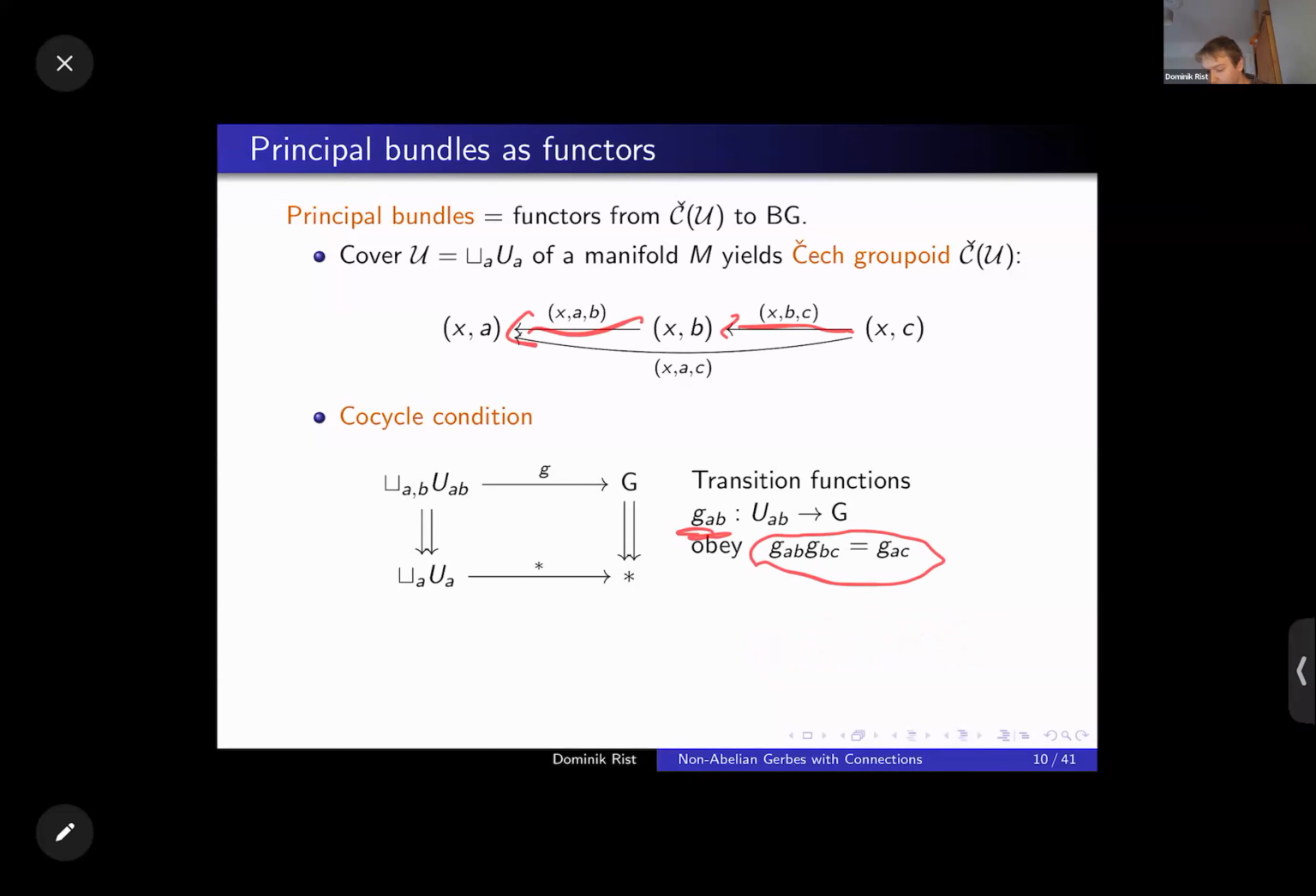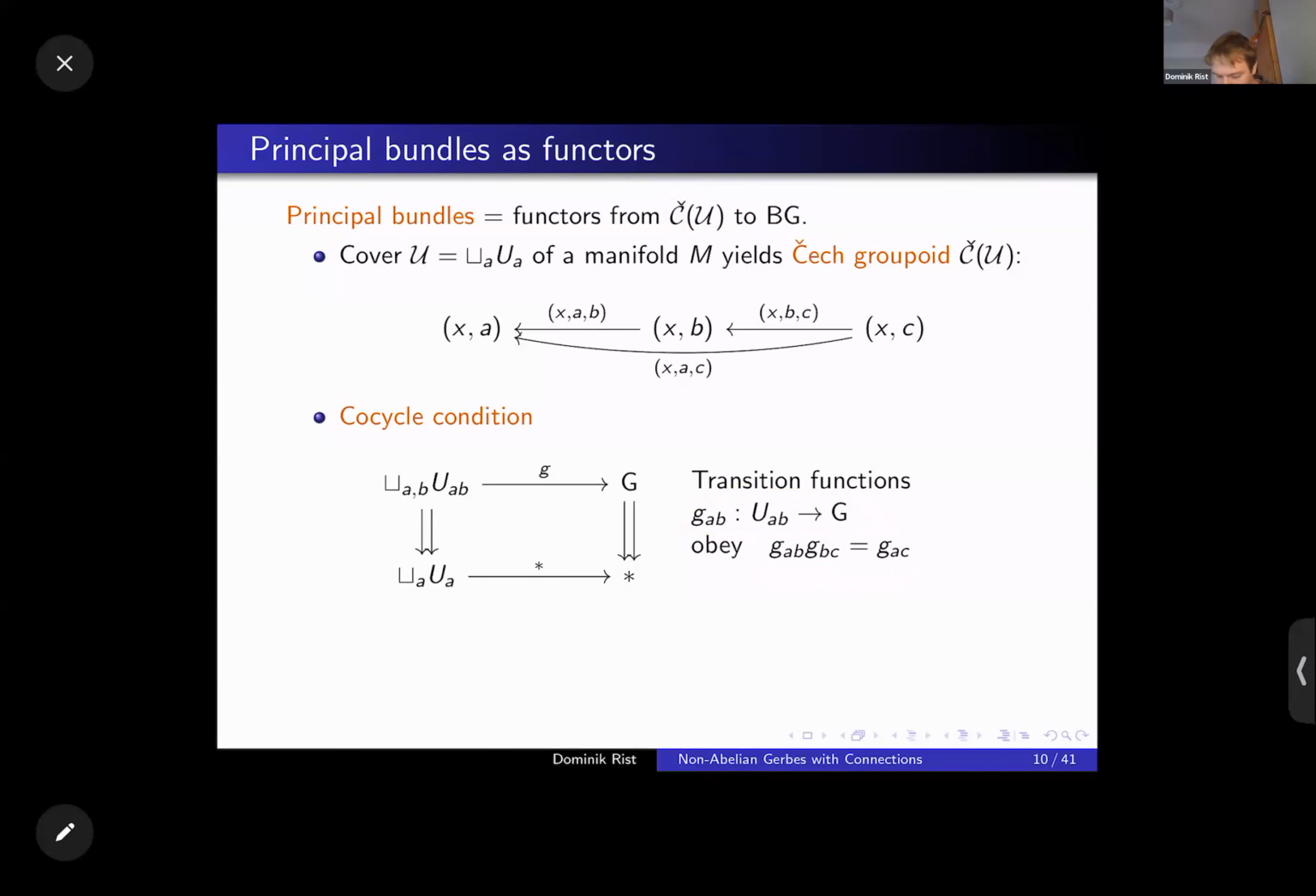So we indeed see that functors from the Čech groupoid into BG encode principal bundles. They encode them precisely via this cocycle description, so these transition functions are called cocycles because they obey the cocycle condition. Okay, so this gives you a principal bundle.